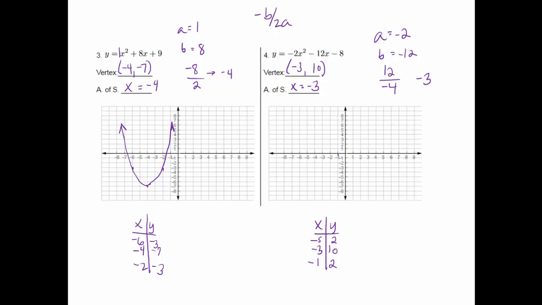Now I'm ready to graph. I'm going to go to the left 5 and up 2. I'm going to go to the left 3 and then up 10. And then I'm going to go to the left 1 and up 2. And then I'm going to go ahead and connect it into a nice smooth curve. Whoops, missed that one on that side. And there we go. We are set on graphing.